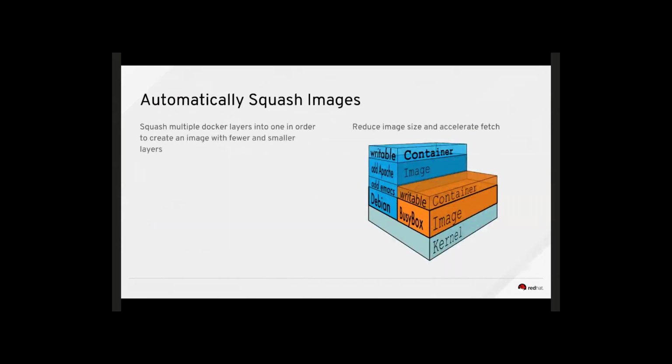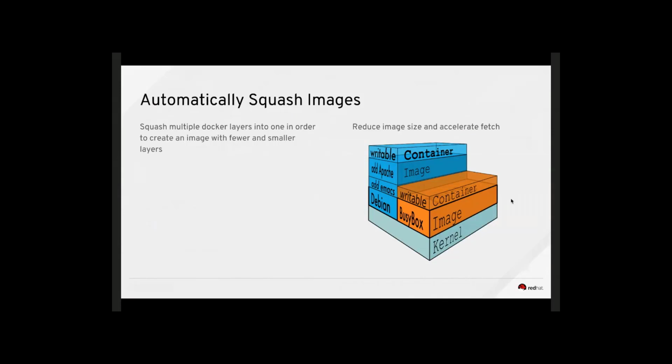So, excuse me. We also provide a really cool feature called squashing images. Typically, if you have a container image in Docker, you have multiple layers. As an example, on the right-hand side, you can see you may have a Debian layer with Emacs in it and Apache, and then a container. But you want to be able to just retrieve the whole image at once.